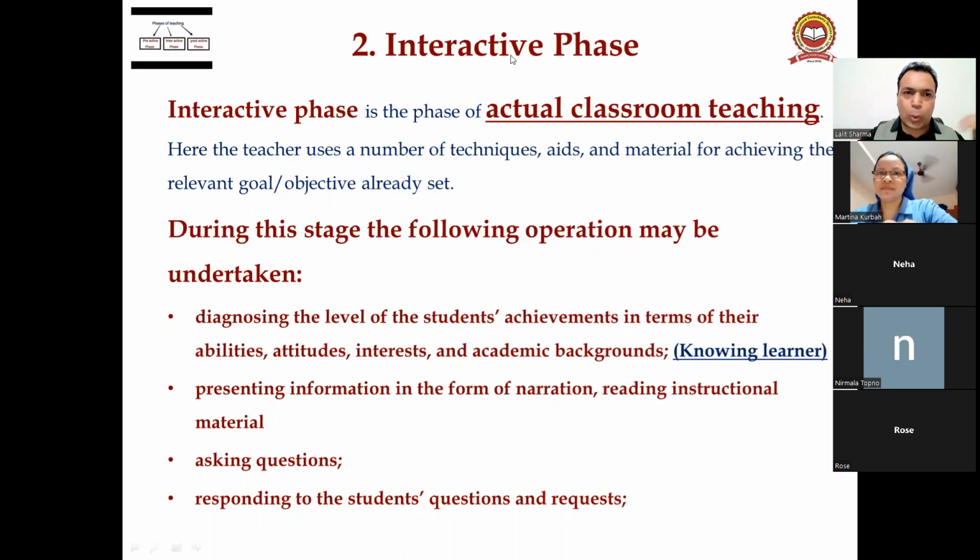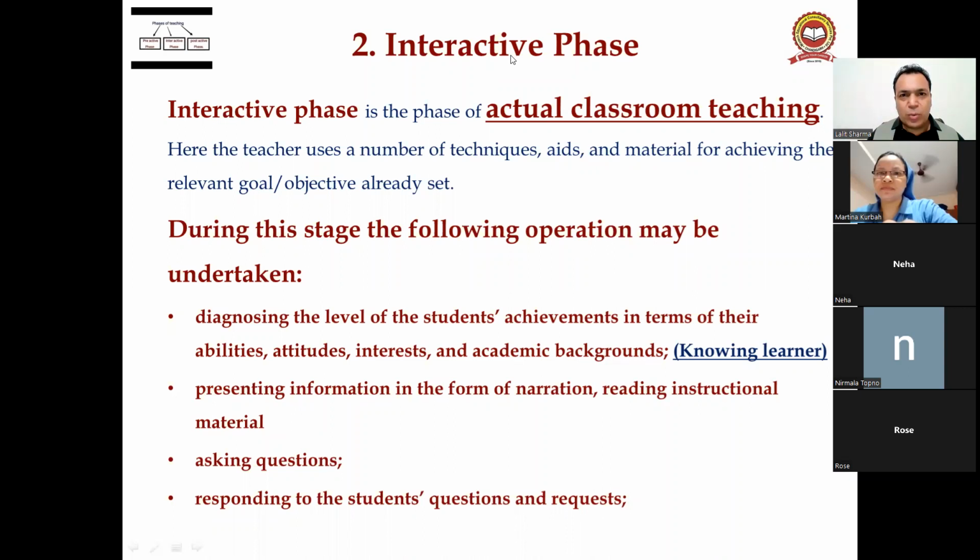The first bullet, number 1, diagnosing the level of the students' achievement in terms of their abilities, attitude, interest, and academic background. It means knowing the learner. Now you have come to know that, try to know the learner, because you cannot teach effectively until you know the learner, right?